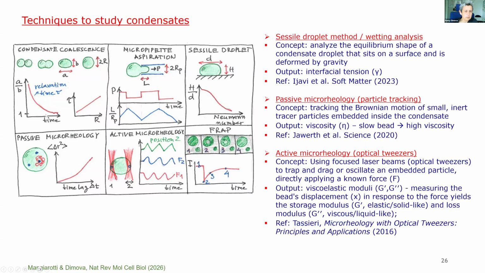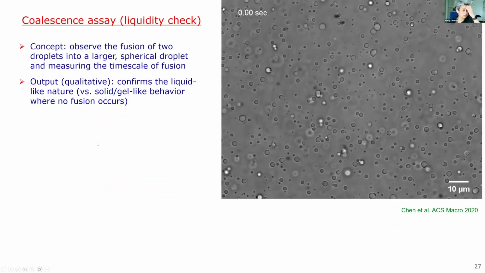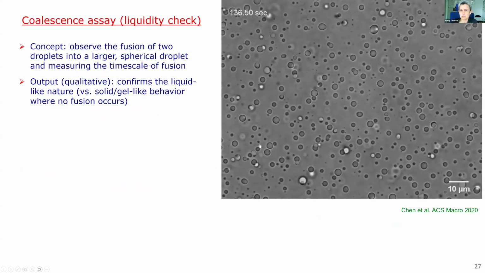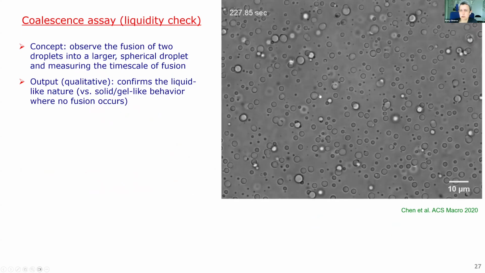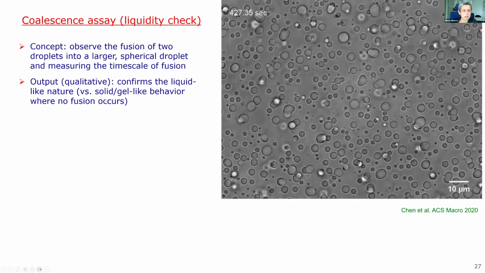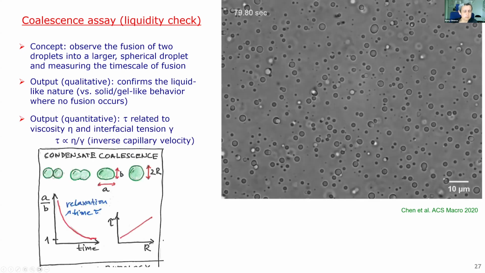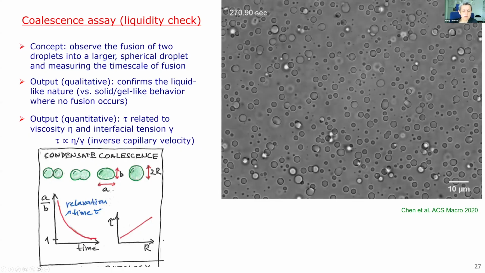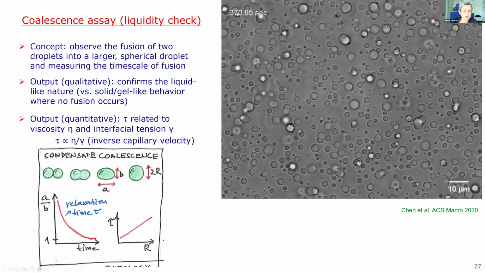And now a little bit more about condensate coalescence, which is a very popular technique to study interfacial tension and viscosity of condensates. The concept is very simple, and this is also illustrated in this movie. You put your sample on the microscope, and then you check for which condensates are coalescing, and you record practically the aspect ratio of the resulting droplet, A over B, for example. Then you plot it over time.